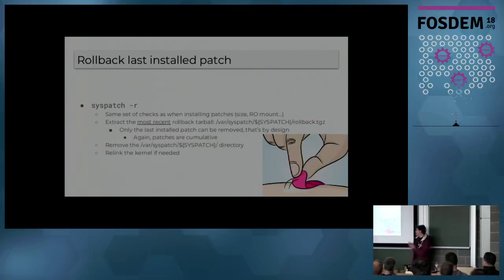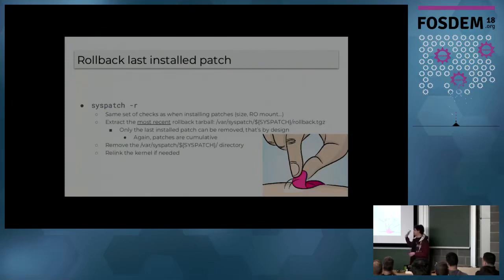We have the -R option, which will roll back the last installed patch. It's important to note that you cannot choose which patch you want to install. All patches are cumulative. If you want to roll back a patch, you have to roll back the entire sequence of patches that were before this one. So that's why you can only ever roll back the last installed one.